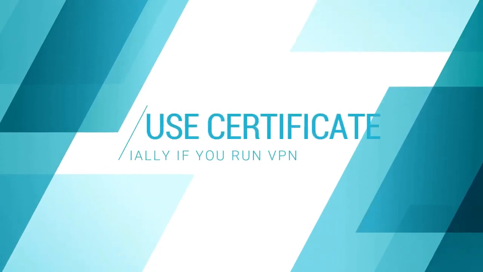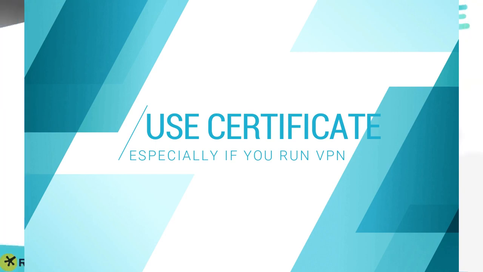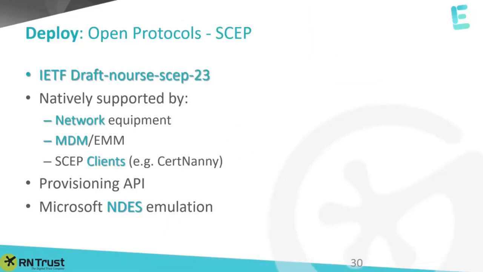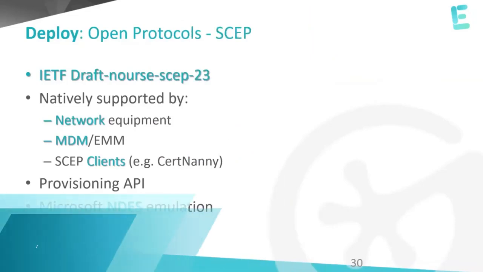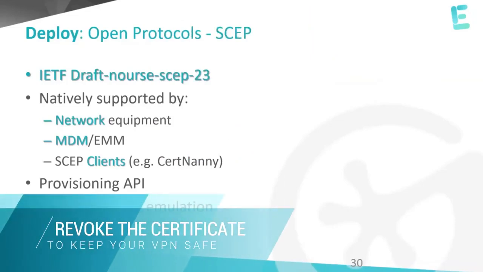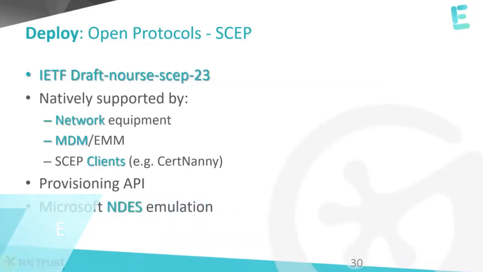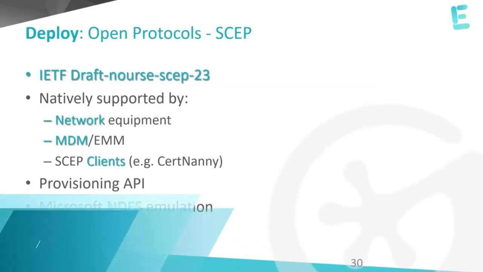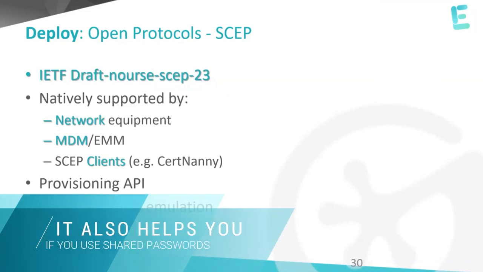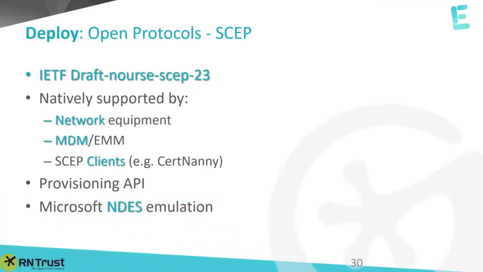If you run a network with VPNs and routers and site-to-site VPN, please use certificates. Because this way, when one of your routers dies and you send it for repair or to trash, you can just revoke the certificate of that router and your VPN remains safe. Whereas if you use a shared password, as a lot of network guys do, then if the router goes to maintenance and you did not erase the configuration, then everybody knows your VPN shared secret, which is not good.